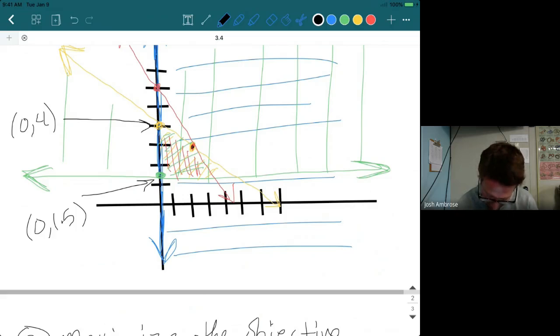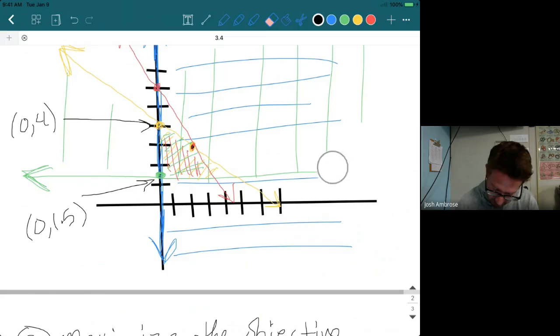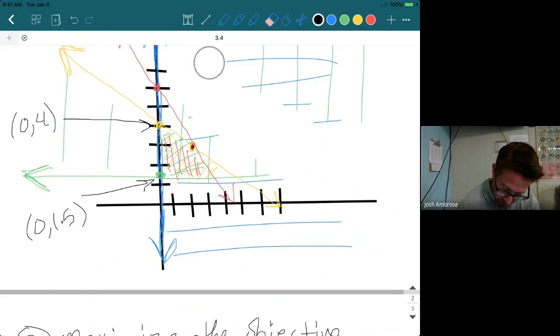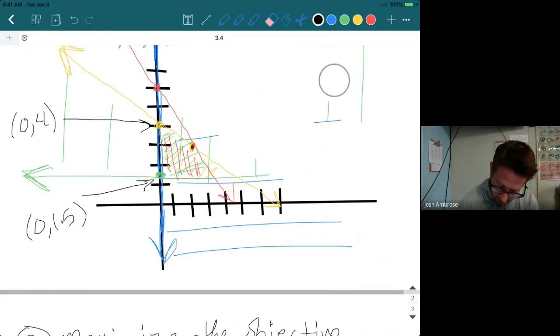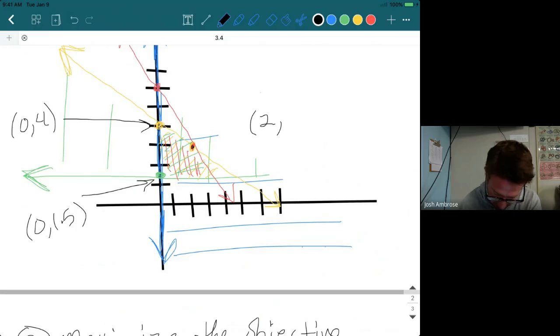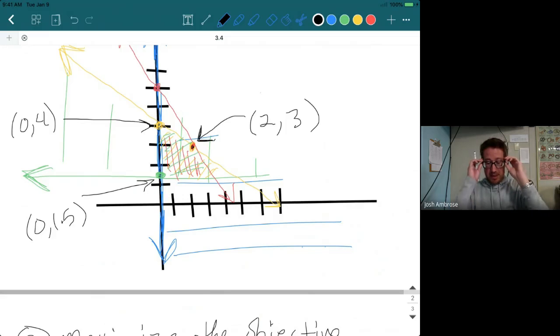Yes, here we go. All right, let's erase some of this. We'll clear out some space so we can start to see a little bit clearer here. Okay, so we're going to have a (2, 3). That vertice is right there. Okay, you're going to see that that's the point where we have the yellow line crossing the red line.